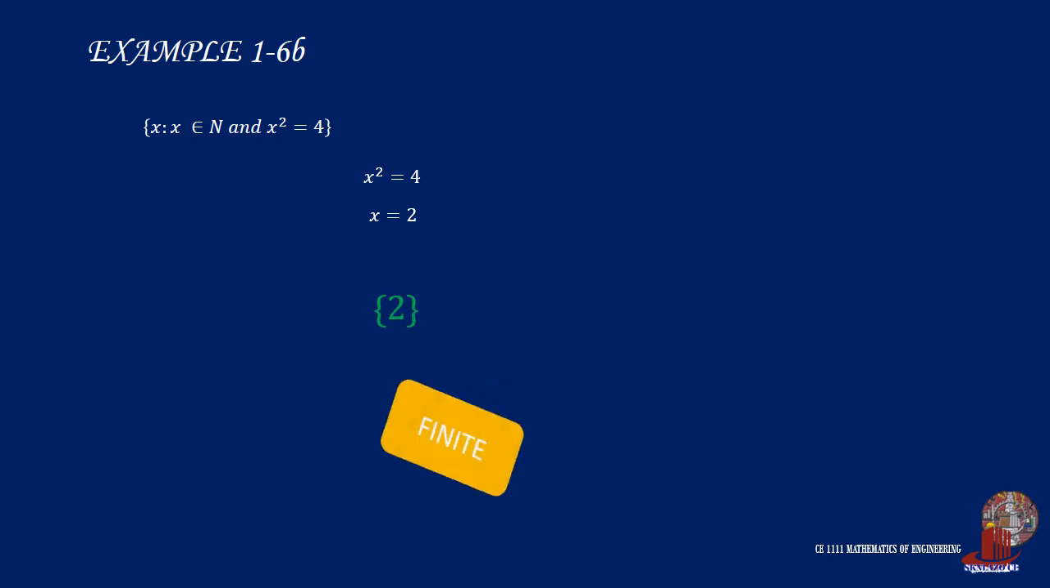For the next example, a set for all the values of x, where x belongs to a natural number and x squared is equal to 4. Given our equation x squared is equal to 4, we can compute x as negative 2 and 2. However, what we needed for the set would be natural numbers, or that would be the positive integers. So we would have 2 for our set, and this is going to be finite.